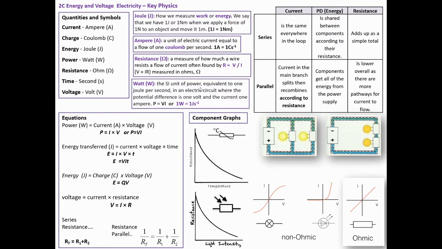Watts: the SI unit of power, equivalent to 1 joule per second in an electrical circuit where the PD, potential difference, is 1 volt and the current is 1 amp. So P is VI, and 1 watt is 1 joule per second.